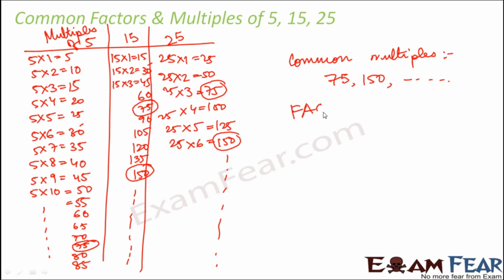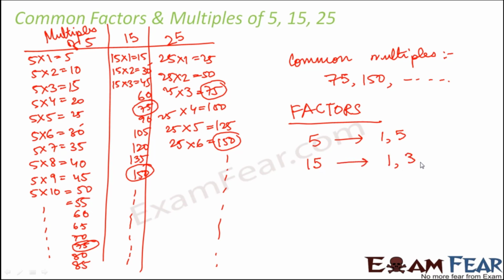And what about the factors? For factors again we need to find them first. For 5 there are just 2 factors, 1 and 5. For 15 we do have more factors like 1, 3, 5 and 15. These are the factors for 15 because 15 can be written as 1 into 15, 3 into 5, 5 into 3 and 15 into 1.